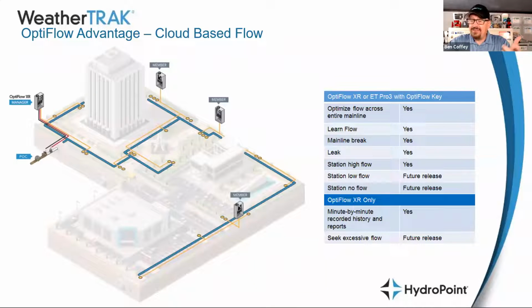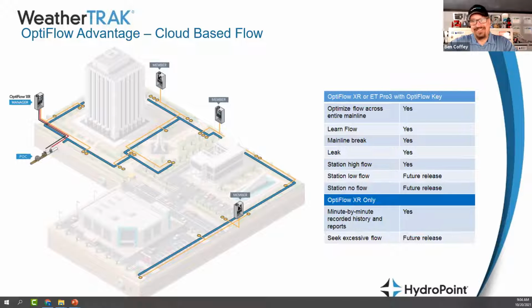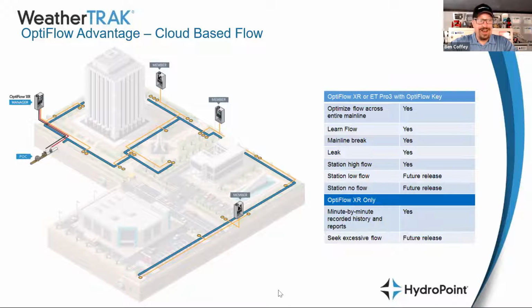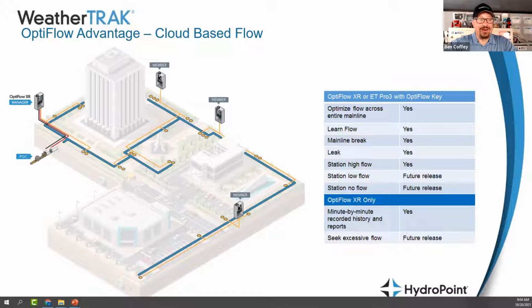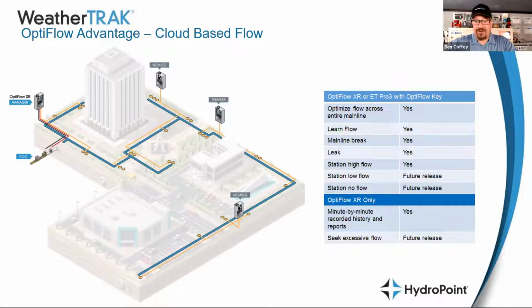The advantage that gives us is that we can share flow information. So in this example that you're seeing here, we've got a system that has one big fat main line and 4 controllers that are pulling off of it. And this is a great example of just about every kind of irrigation customer that I see out there has this type of irrigation system.